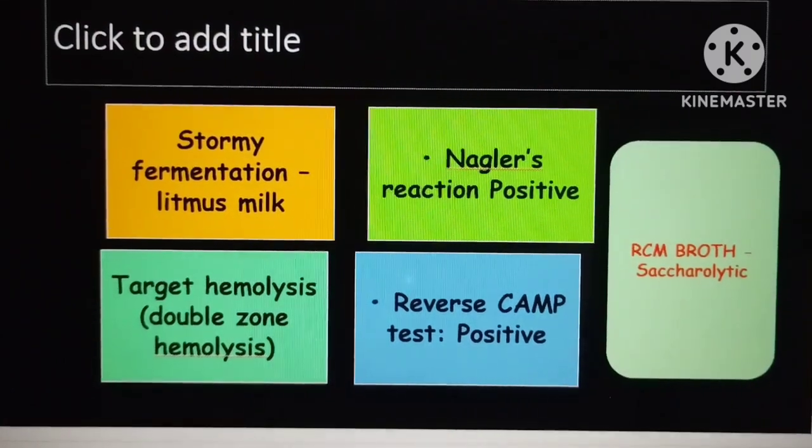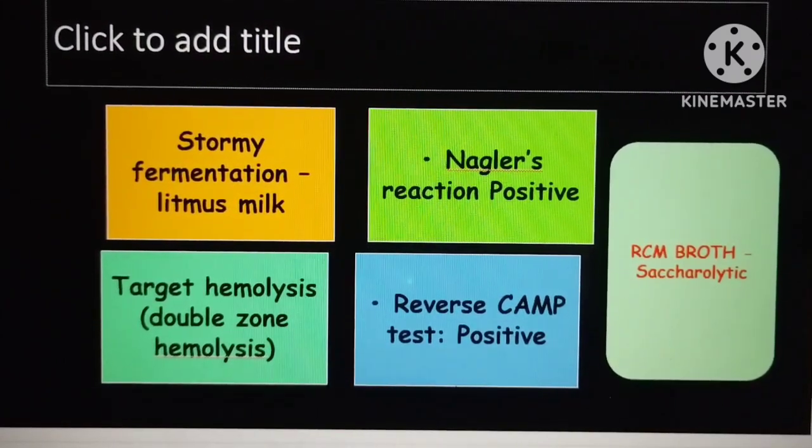So next, what are the lab manifestations or the lab diagnosis? First remember C-N-E-N-T-R, okay. S for stormy fermentation, N for Nagler reaction is positive, T for target hemolysis, that is it shows double zone hemolysis, and reverse CAMP test is positive, okay. So again the CAMP test is for Streptococcus agalactiae, reverse CAMP is for Clostridium perfringens and Listeria monocytogenes. And here the RCM broth shows saccharolytic. Okay, these are all the important points you want to remember.